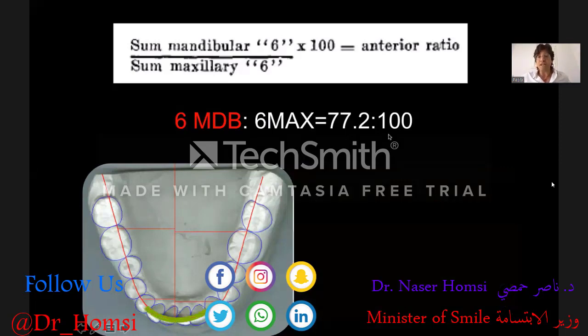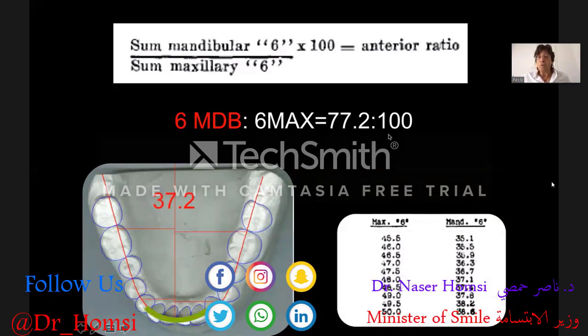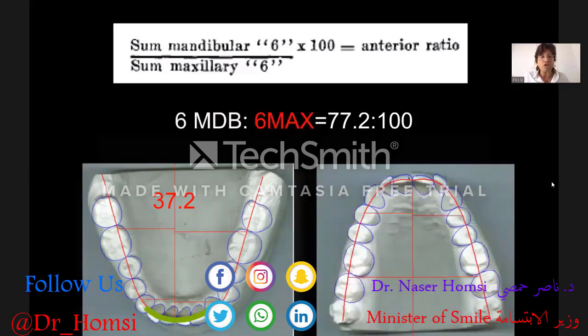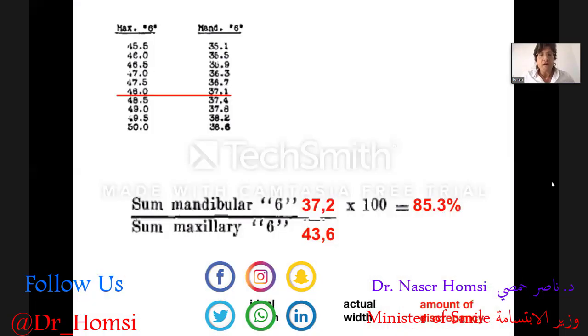And if we measure Daniela, this patient, we know that at the lower arch, we have 37.2. So we should have something like 48 at the upper arch. 48 is the ideal value, okay? But when we measure this, we don't have 48, we have 43.6. It means the ideal width is 48, the actual width is 43.6, and the amount of discrepancy is more than 4 millimeters.